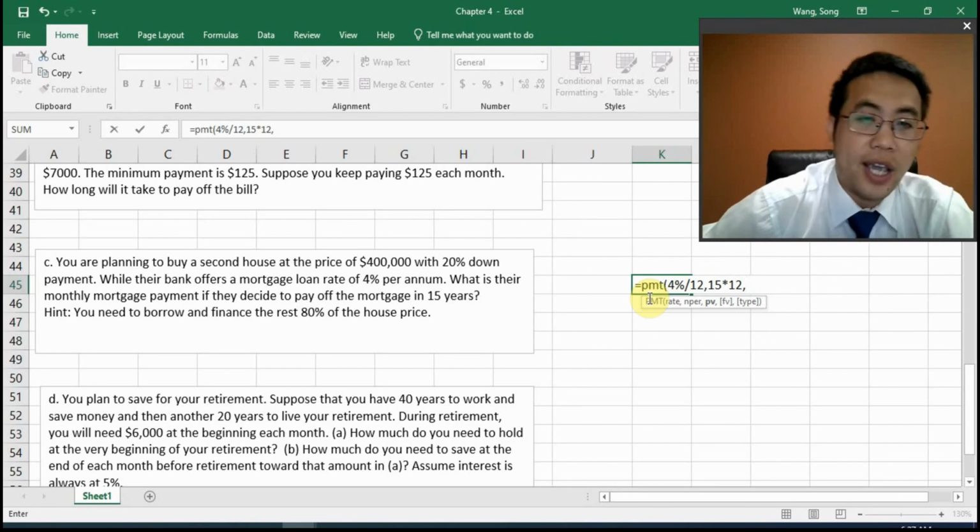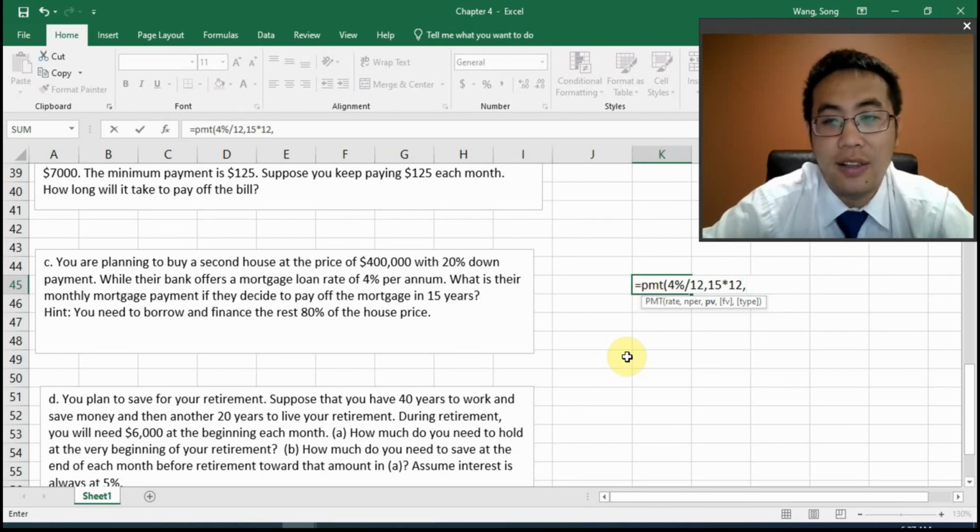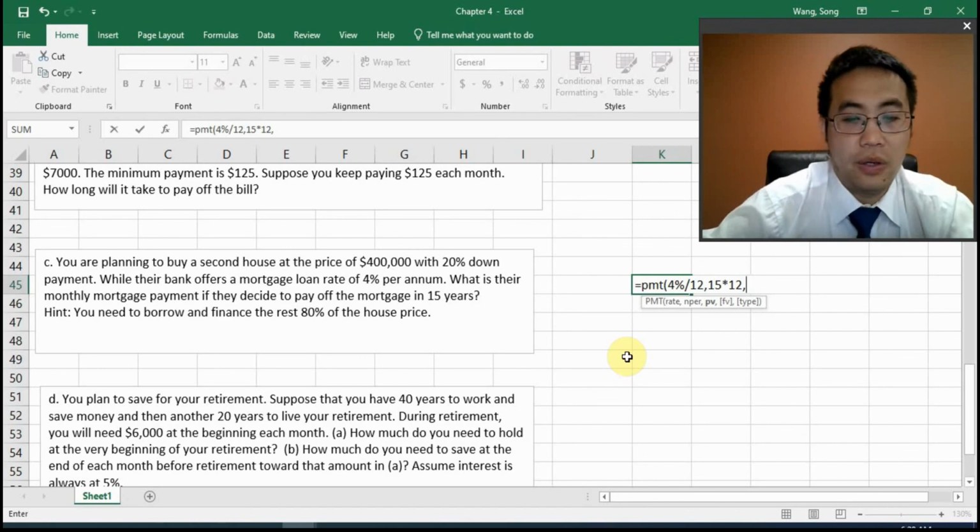What is your present value here in the function? Well, you know that you're getting $400,000 worth of house. And is that what you are financing in total, $400,000? The answer is no. You're only financing the full price minus the down payment. You're just financing 80% of the full price. So you are going to use the full price multiplied by 1 minus the 20% down payment rate.